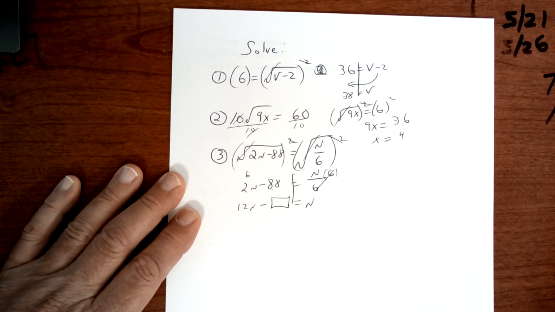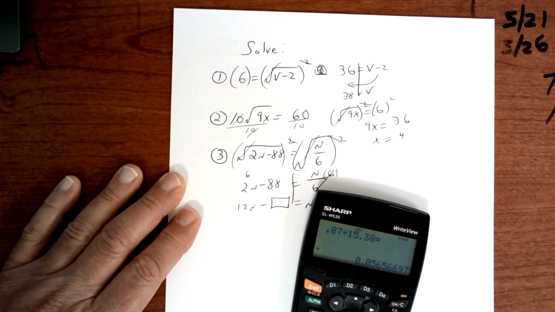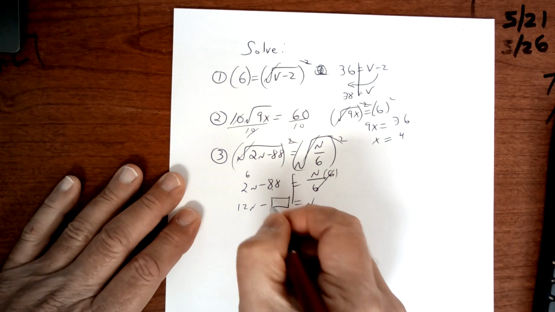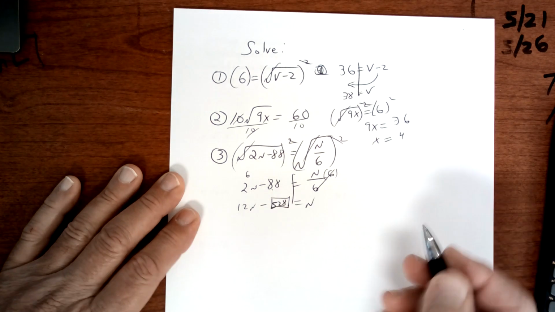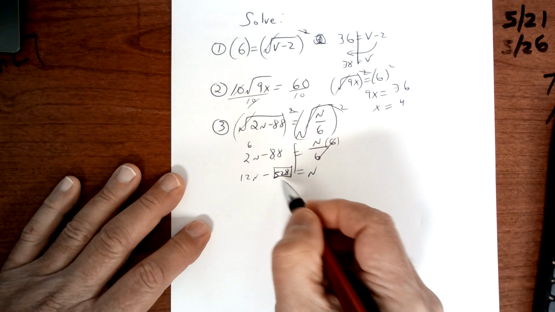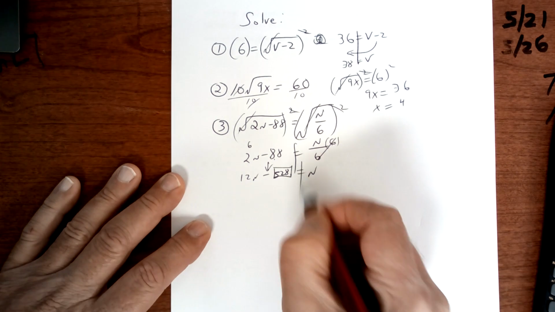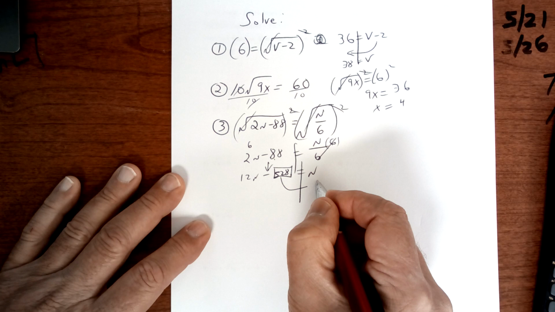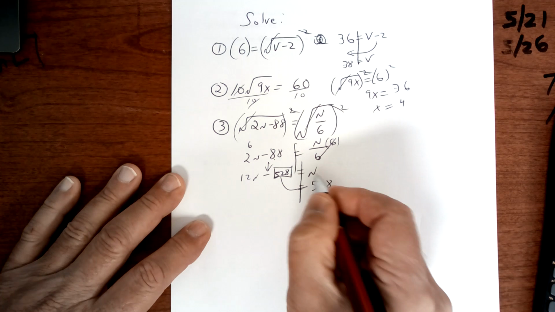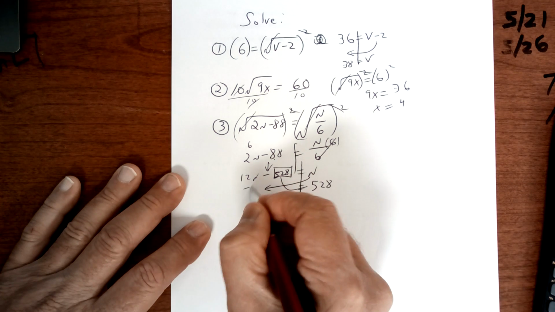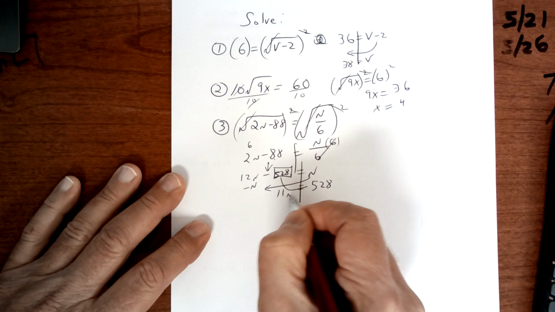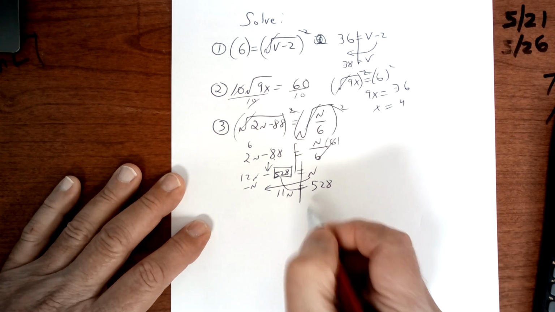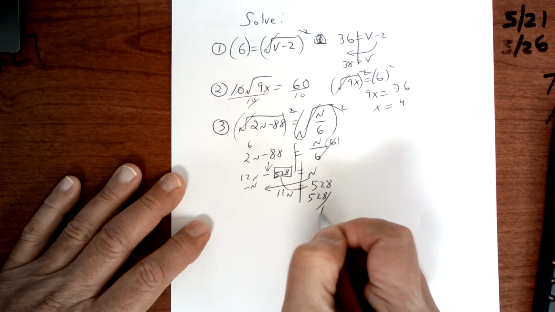So 6 times 88, I get 528. And then what you're going to do is maybe, since this is a negative, move it to the other side. It's going to become a positive. And move the n over here, that becomes a negative. So that's going to give me 11n, and then divide by 11. So whatever 528 divided by 11 is your answer.